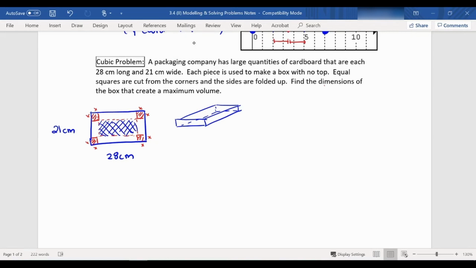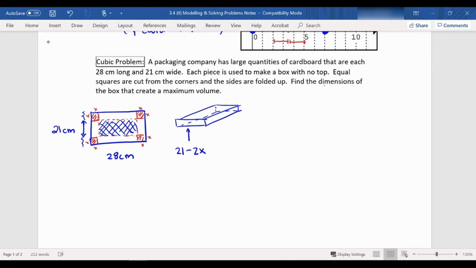Okay. So when I make my new box, what this means is when I fold up the sides, the short sides, the 21 centimeters, I've taken off 2 squares. I've taken off this square, and this is all that's left. Okay. So this side here is going to end up being 21 minus 2 times whatever x is. So if I take off a square of size 5 by 5, I've taken off 5 from one end here and 5 from one end here, leaving me with 11 centimeters left. So that would be 21 minus 2 times 5. Okay. But we don't know how much we're taking off.